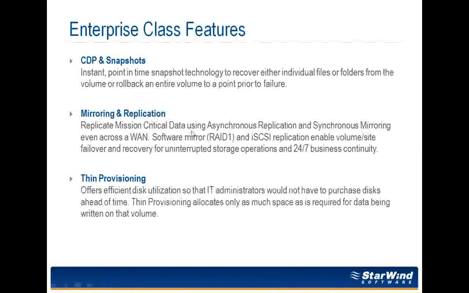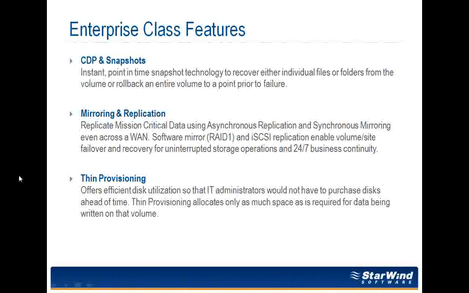So some of the enterprise class features are continuous data protection and snapshots, where you can have an instant point-in-time technology where you can recover individual files or folders or roll back an entire volume to a point prior to failure. We have mirror and replication, which is our asynchronous replication. And you can also synchronize your mirrors across the LAN. It's our software grade 1.